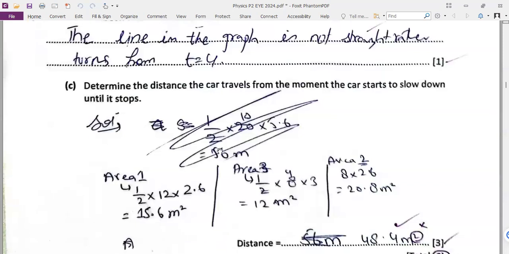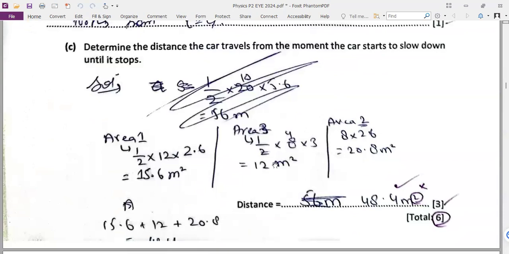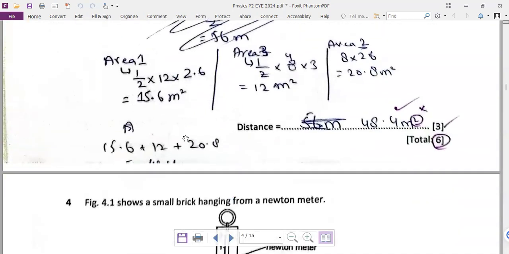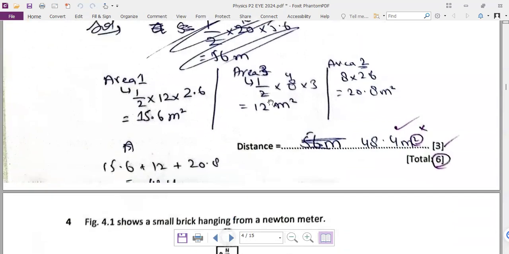So first part, second part, third part, the student has done the calculations, and these three areas are then added together nicely. Make sure no mistakes are made in calculation. Make sure you do it. You do a lot of practice of these questions.